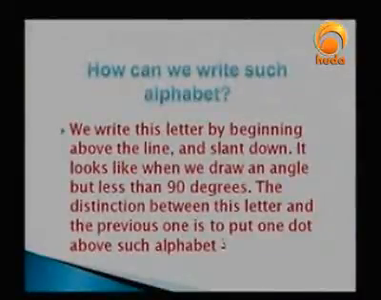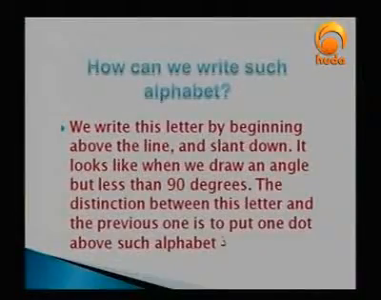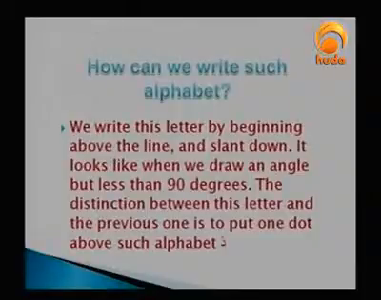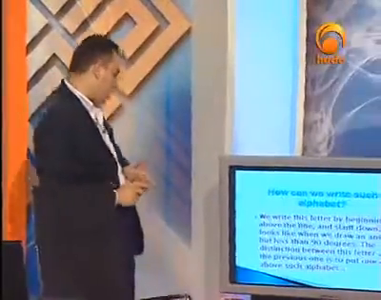The sign of writing there, we write this letter by beginning above the line and slanting down. Do you still remember that? Yeah. It could be the same as that one, but we just have one difference, which is the dot. It looks like when we draw an angle of less than 90 degrees. Again, the distinction between this letter and the previous one is to put one dot above it.